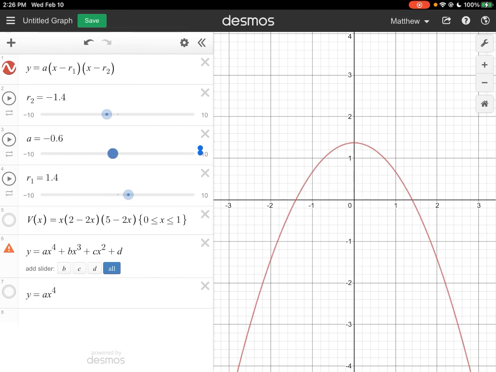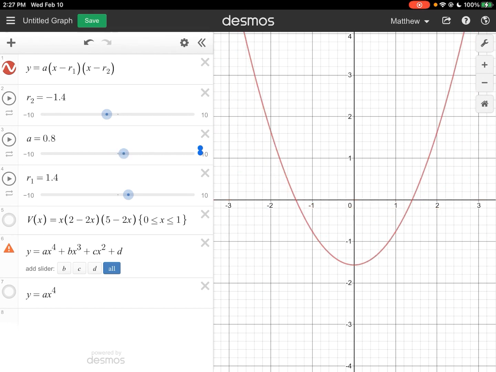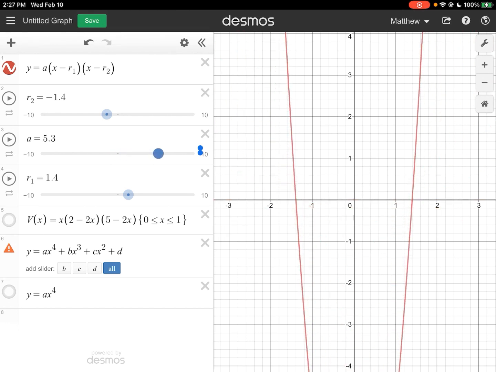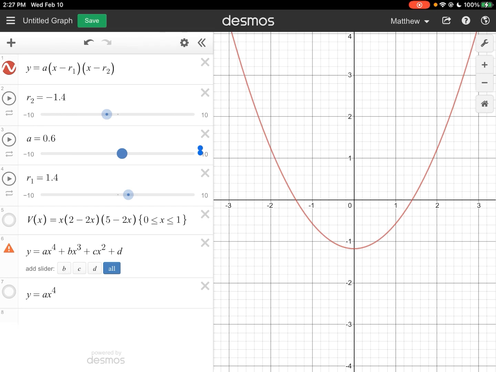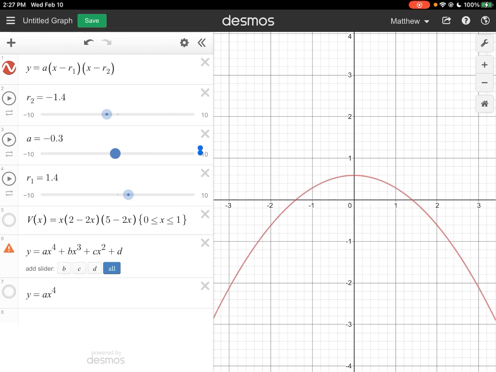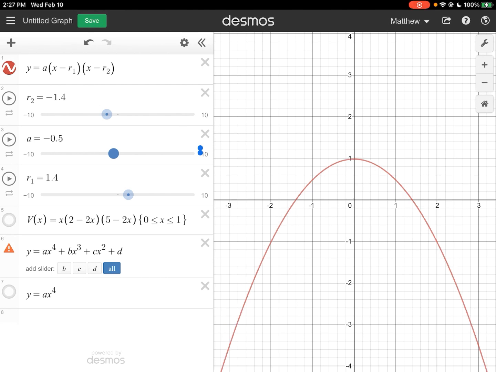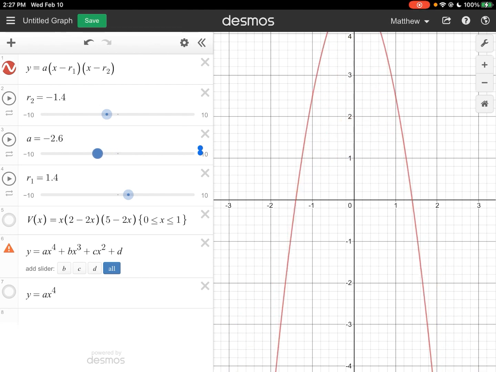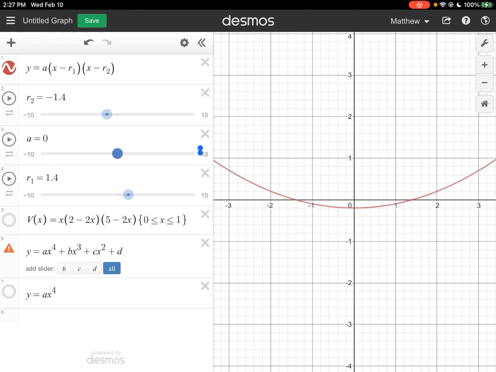A is going to be the leading coefficient. If A is positive, the parabola will open up. If A is positive and large, you get more and more narrow. If A is positive but close to 0, we get flatter and flatter. But if A is negative, then we have an upside down parabola and kind of flat. And as we go more and more negative, we get more and more narrow. But notice what's not changing as I toy with A, and that is where this parabola is crossing the x-axis.